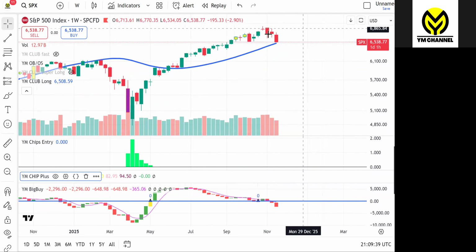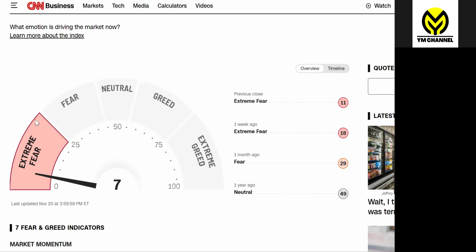Although it doesn't look like a very big drop on the weekly chart, in reality some stocks dropped by 5%, 8%, even 10%. If we look at this indicator called fear and greed.